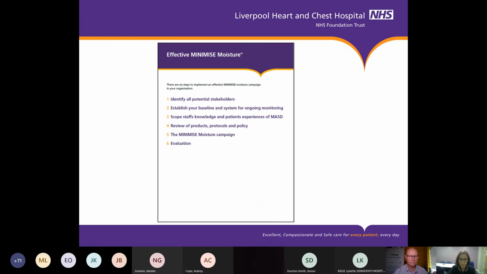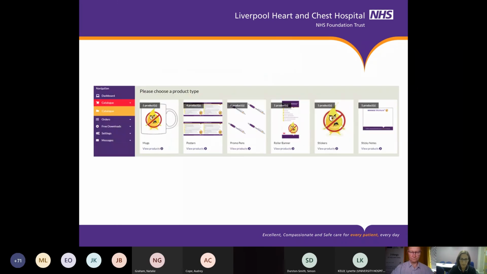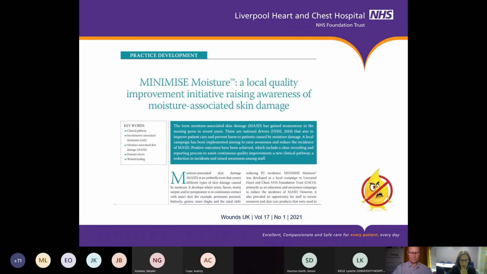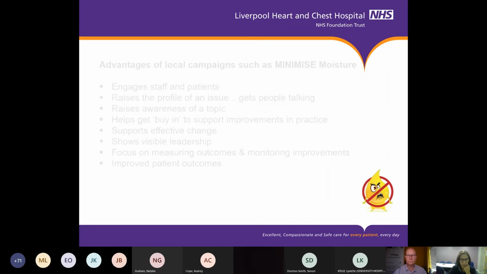And then obviously it is important if you implement anything, stakeholders are going to want to know what impact you've had. For this campaign, there is promotional merchandise available, and it's available on the TVS website as well. So I put it in an article in Wounds UK, so there's a lot more detail than I've had time to talk about if you wanted to look at that.